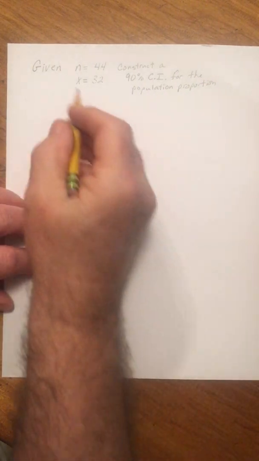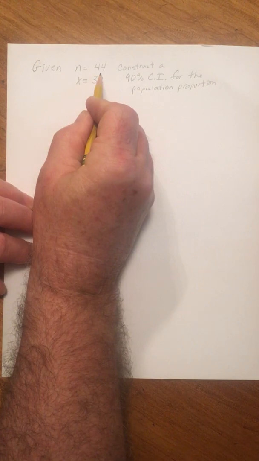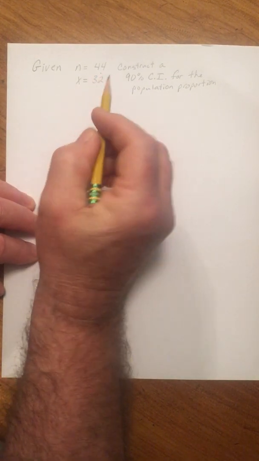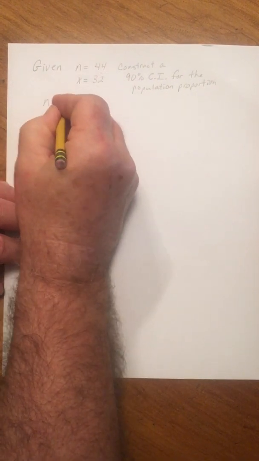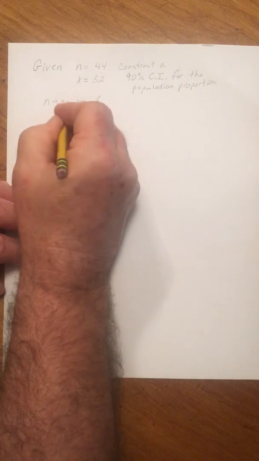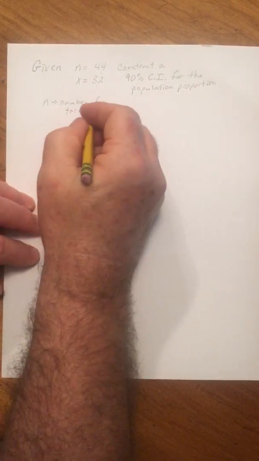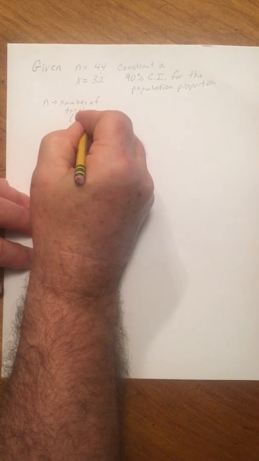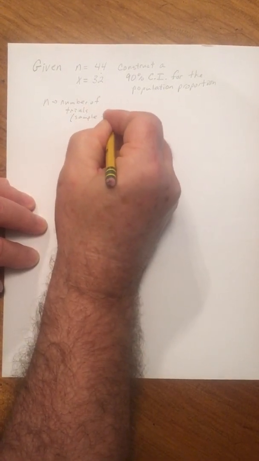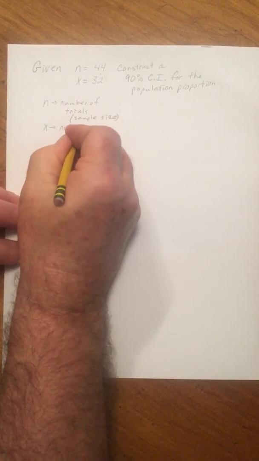All right, our first example is we're going to be given a sample of 44 from which we observed x equals 32 successes. Remember, n is the number of trials, which is the same thing in this instance as the sample size. And x is the number of successes.